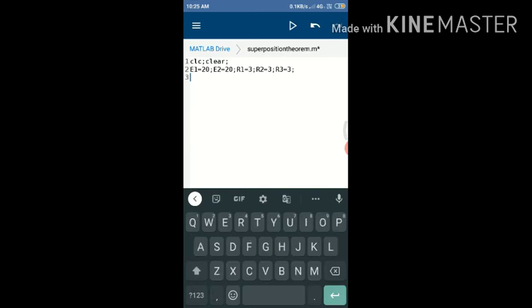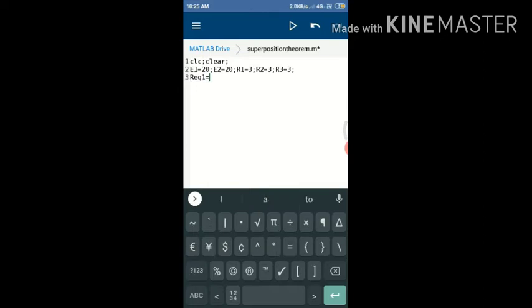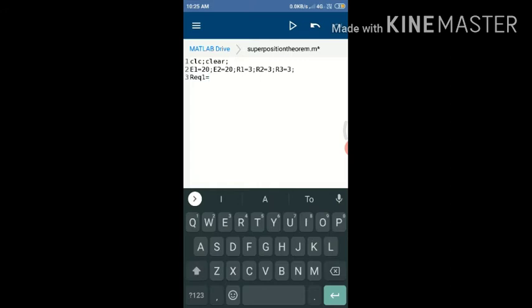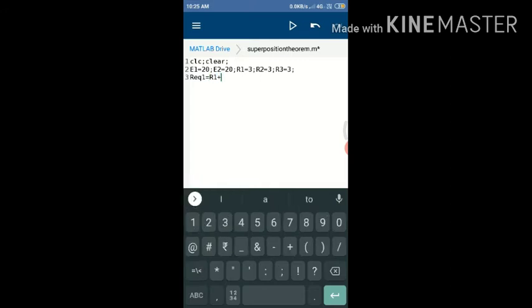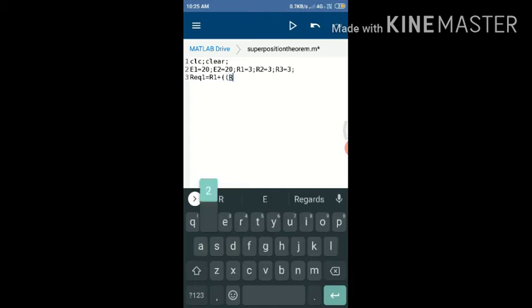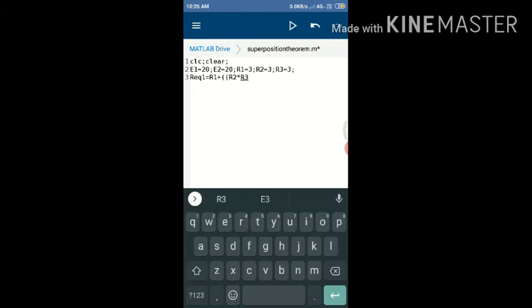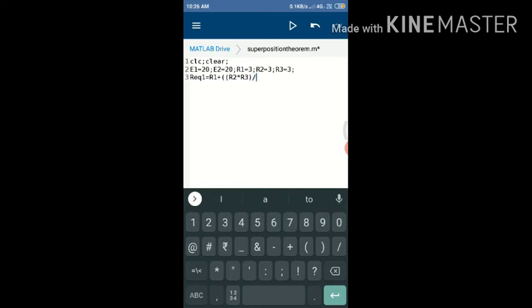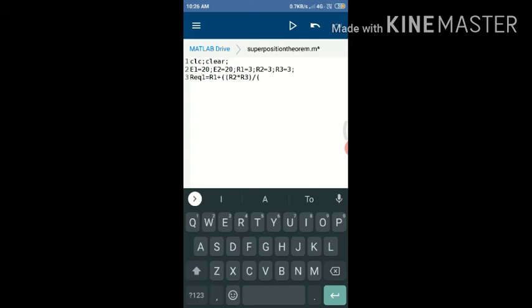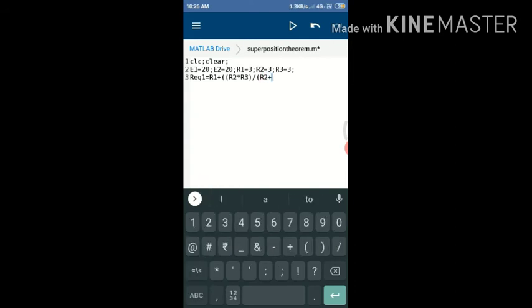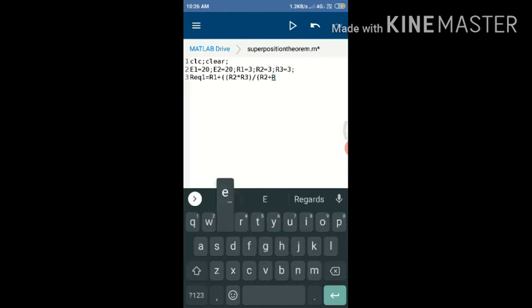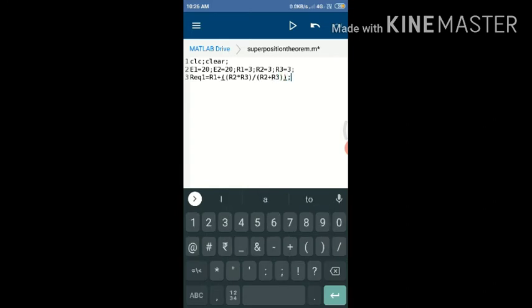And now we write R equivalent 1 is equal to R1 plus bracket open R2 star R3 bracket close and slash bracket open R2 plus R3, and close the bracket and give the semicolon.